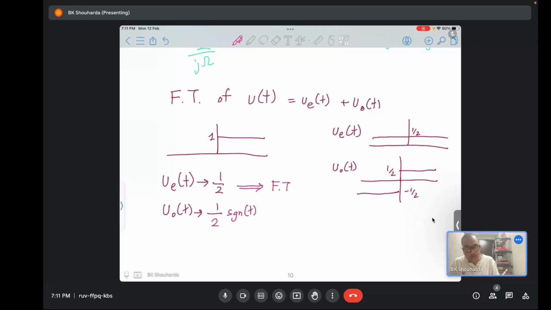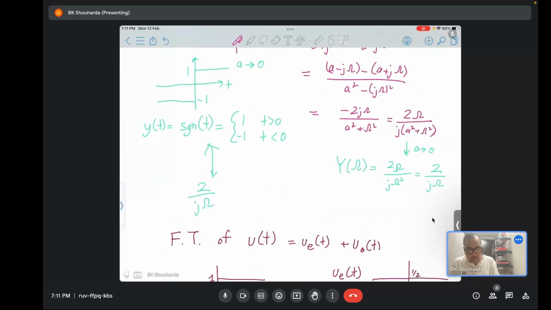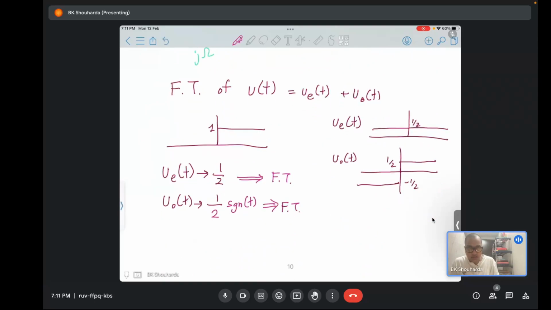Now we know the Fourier transform of a DC function is a delta. Similarly, we knew the Fourier transform of the signum function, that's 2 upon j omega. Now we can evaluate this and find the Fourier transform of u of t. This is actually a part of your assignment, so I'm not stating the answer directly as per the rules amended by the NPTEL system.